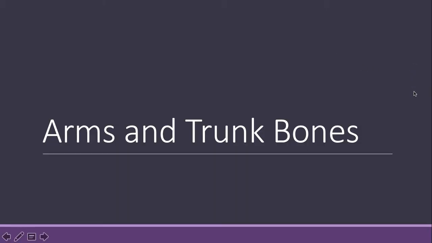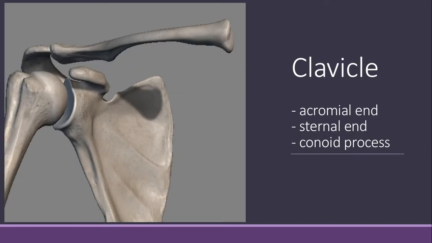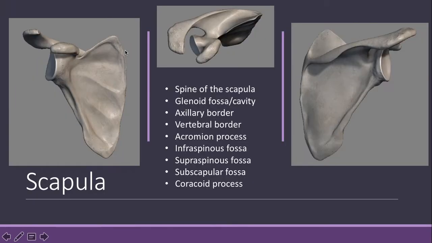This video is going to be an overview of the arms and trunk bones. Starting with the clavicle, we have the acromial end, called because it attaches to the acromion process on the scapula, and the sternal end, called because it attaches to your sternum. And then this bump here is called the conoid process.